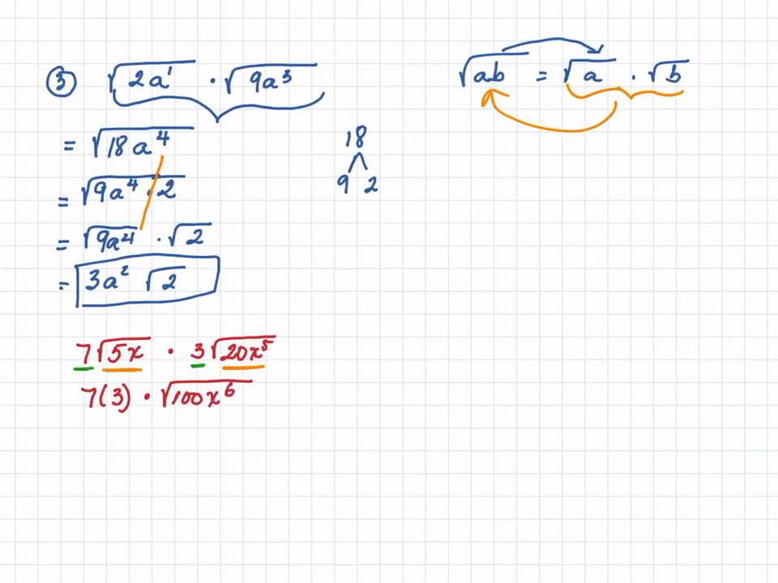That should give me 21. Multiply square root of 100 is 10. Square root of x to the 6th should give me x to the 3rd. And then that should give me 210 x to the 3rd.